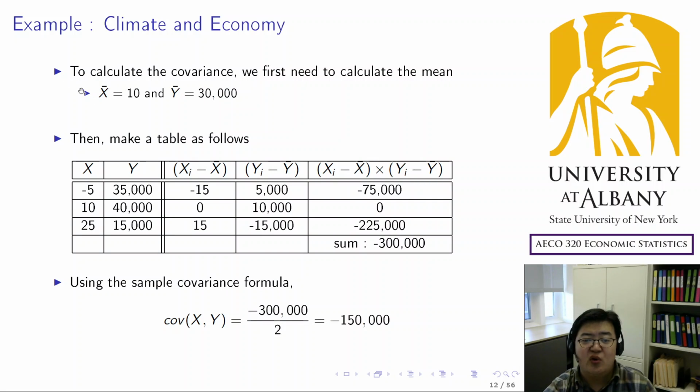It's simple. First, we have to calculate the average temperature, which is 10 if you do the algebra. And the average GDP per capita is 30,000 if you calculate, right? So suppose they are calculated. I'm not going to show you how to do that. Must be simple enough. And then the next step is to subtract those averages from those observations. The observations of x are -5, 10, 25. So subtract 10 from them. Then the deviations become -15, 0, and 15.